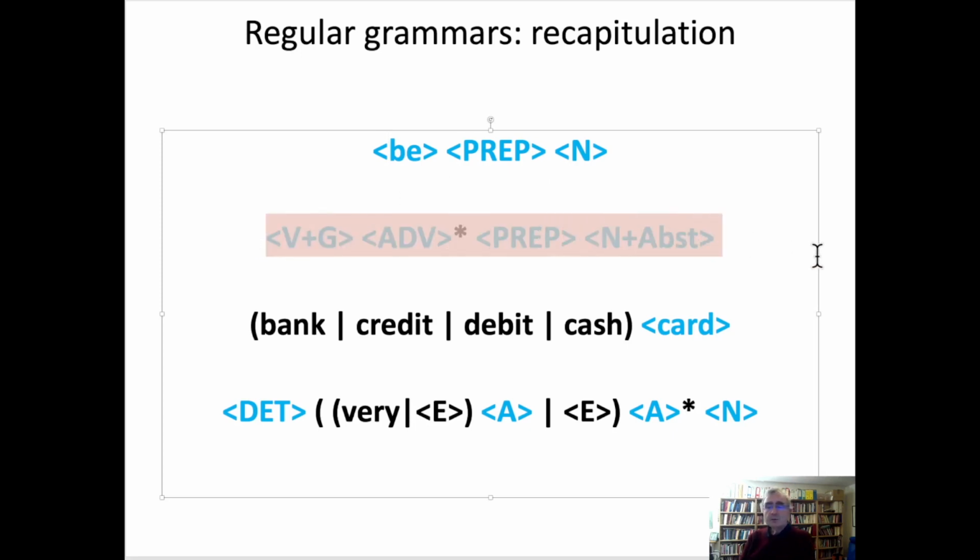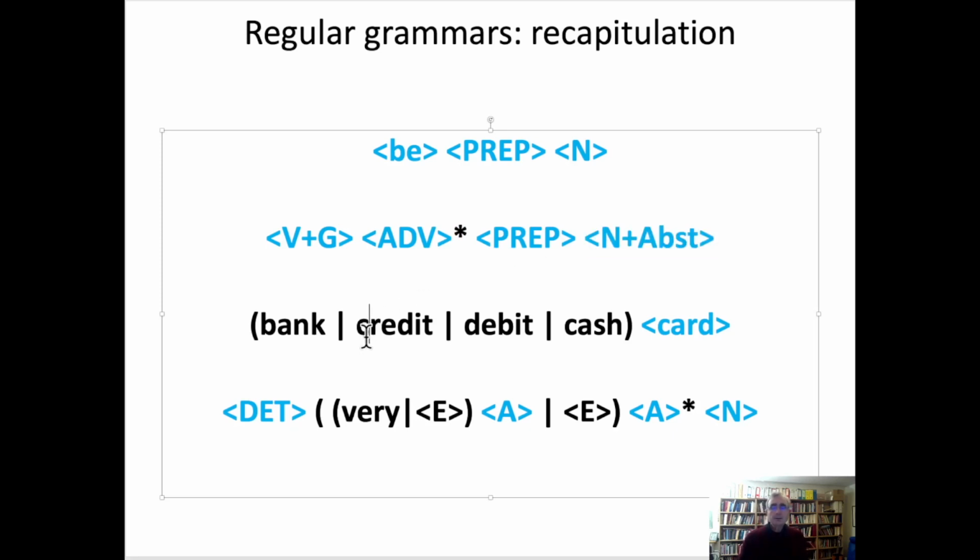This here would match a sequence that is constituted by the verb in the gerund, followed by any number of adverbs, followed by a preposition, followed by an abstract noun. This would recognize bank or credit or debit or cash, followed by any forms of card, so cash card or debit cards or bank cards or credit card.